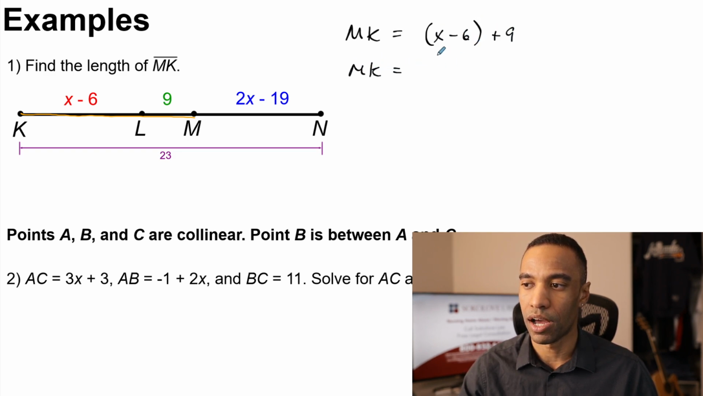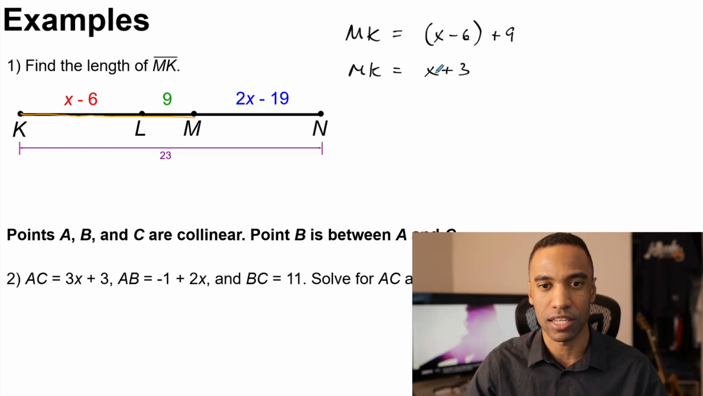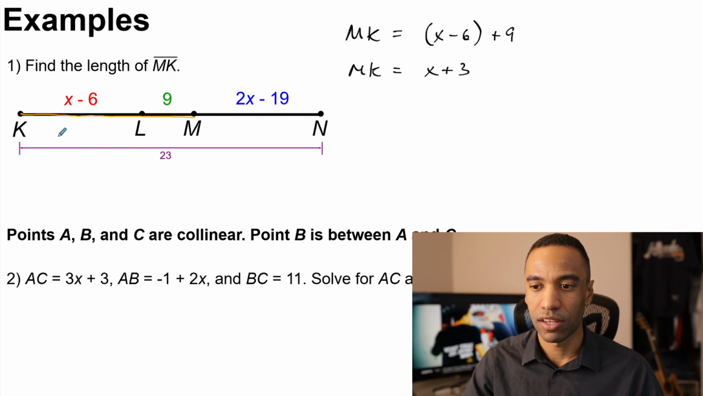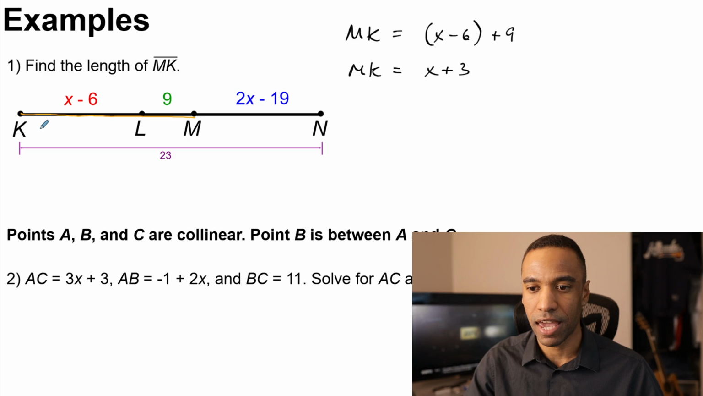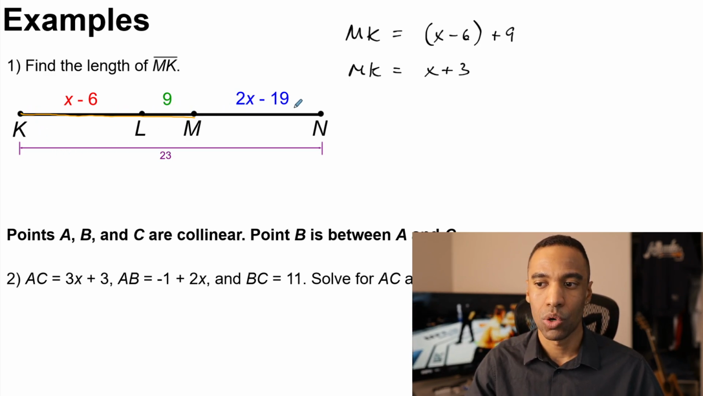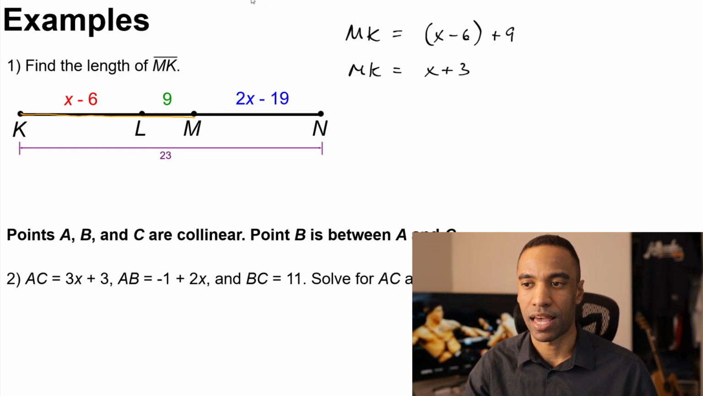So this one on its own can just be x plus 3. So when I solve for x, I can substitute it right into here. Okay, so let's go ahead and find the length of the entire thing. Let's find out if MK is all of 23. Let's add x minus 6 with 9 with 2x minus 19 to get that 23.